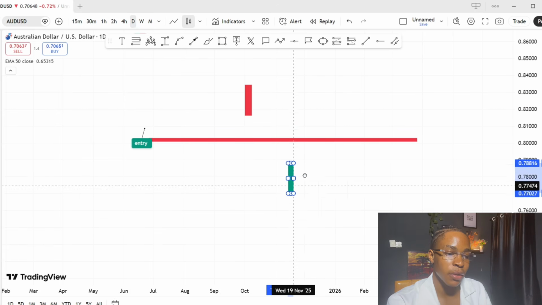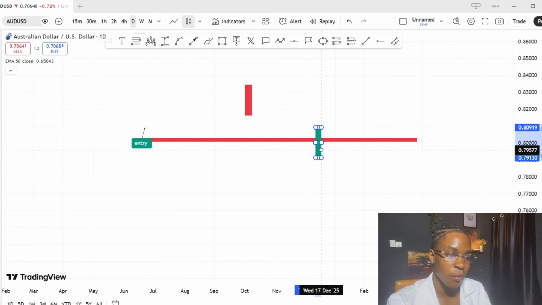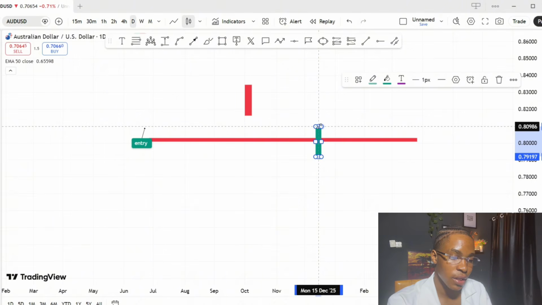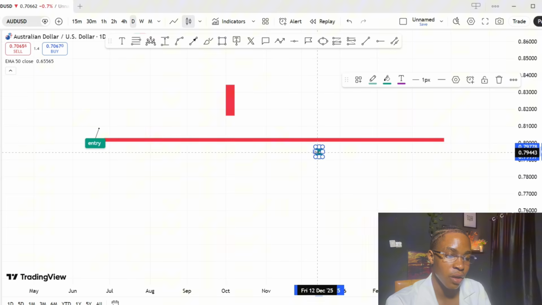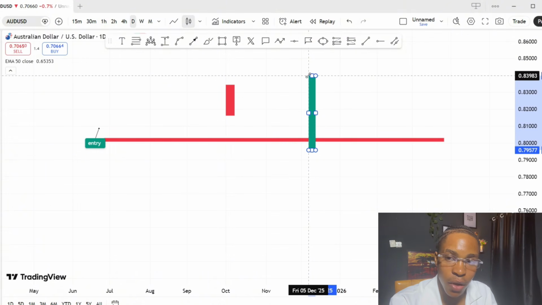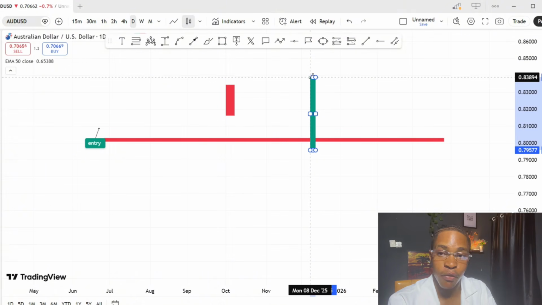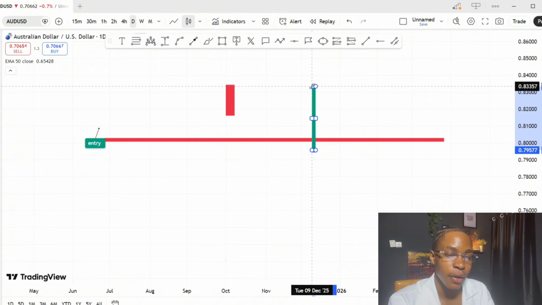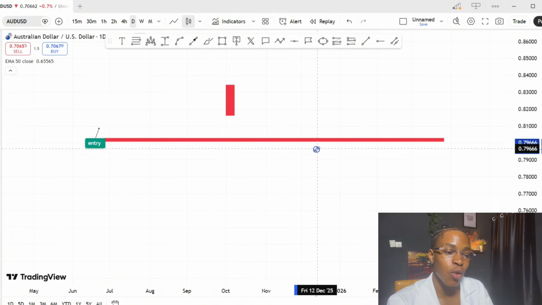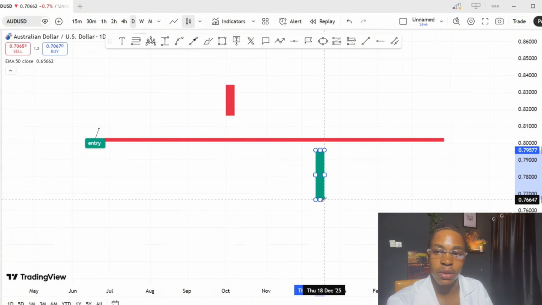So this is what would happen. Let's say for example you enter for buys in this area. What the market should do is go above that area for you to become profitable, for you to make money from the buys you took. This is where you entered, and for you to make money, the price has to go up here. But if it fails and starts going down, you will definitely lose.